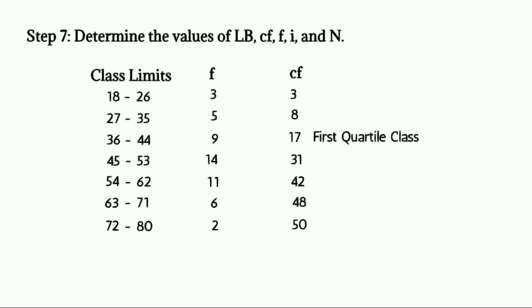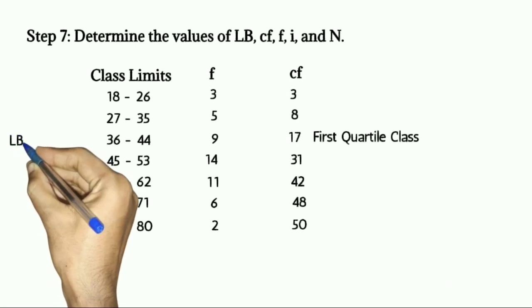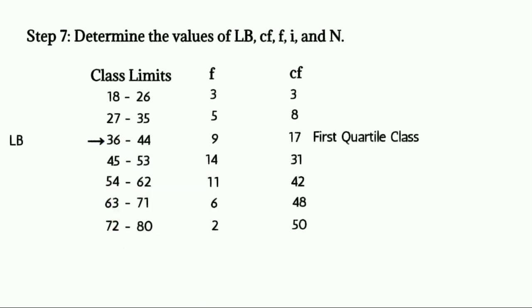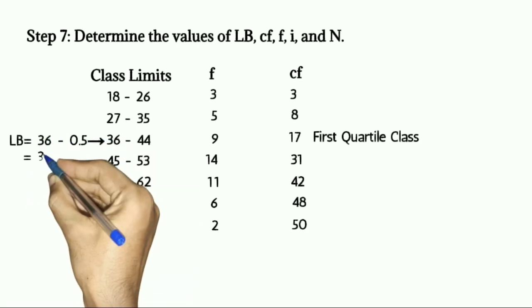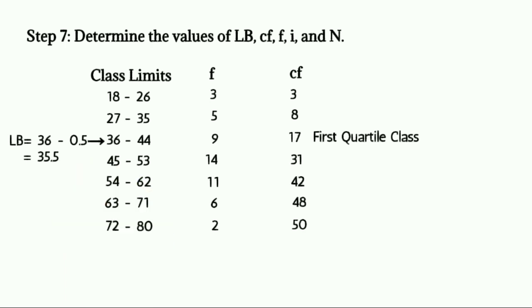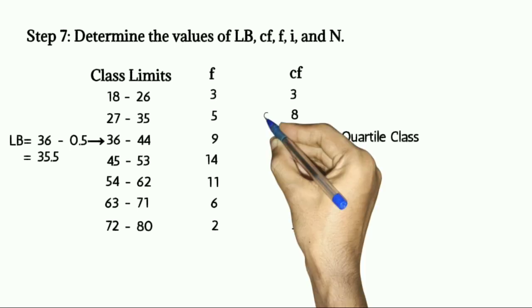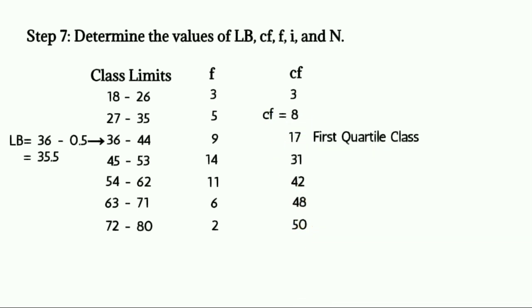Unahin nating i-compute yung LB or the lower boundary of the quartile class. I-deduct lang natin yung 0.5 sa 36. 36 minus 0.5, that is equal to 35.5. Next, yung CF or the cumulative frequency before the quartile class. CF is equal to 8. Yung F naman, or the frequency of the quartile class, that is equal to 9.